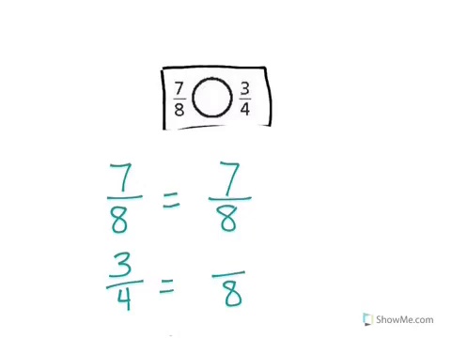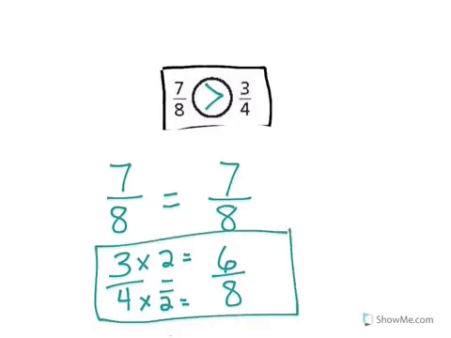3/4, we're now going to make an equivalent fraction. So I know 4 times 2 is 8. What I do to the bottom, I do to the top. 3 times 2 is 6. Now I have common denominators. 7/8 is bigger than 6/8. Therefore, 7/8 is bigger than 3/4 because 3/4 is equivalent to 6/8.